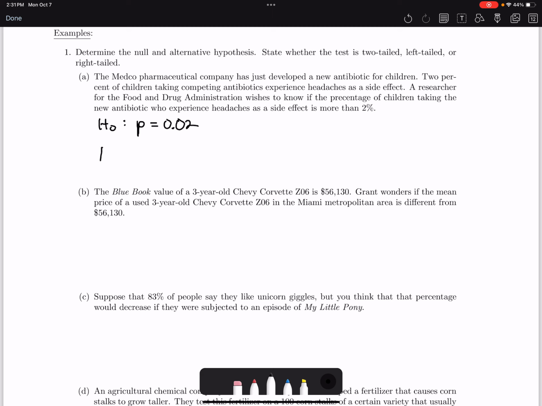The alternative hypothesis should be the claim that the researcher is trying to show, right? The researcher for the FDA wants to know if the percentage is more than 2%. So we want to know if p is greater than 0.02. So that's how the null and alternative hypotheses would look on part A. This is a right-tailed test, okay? Because the inequality is pointing to the right. So this is right-tailed.